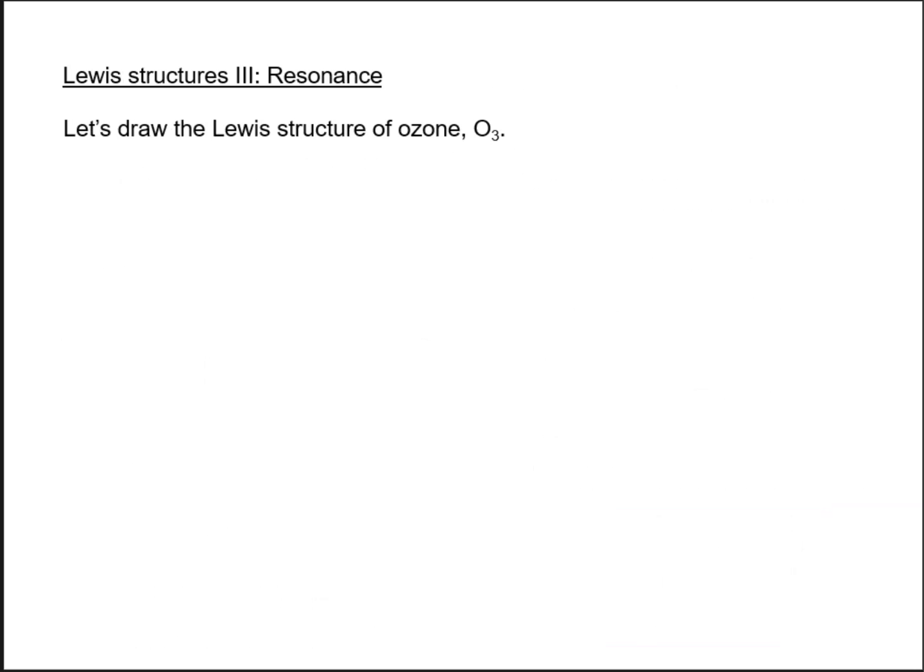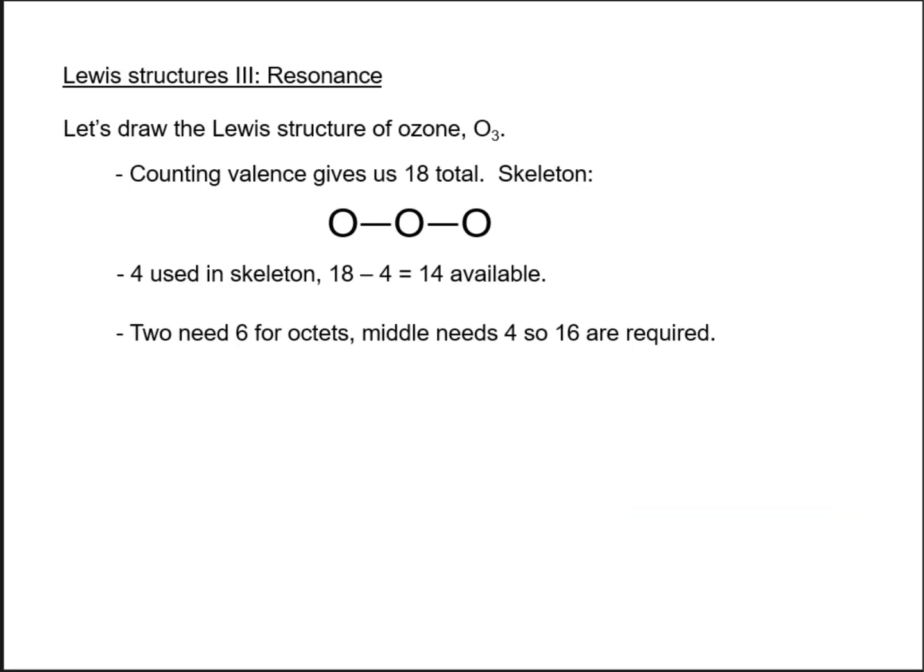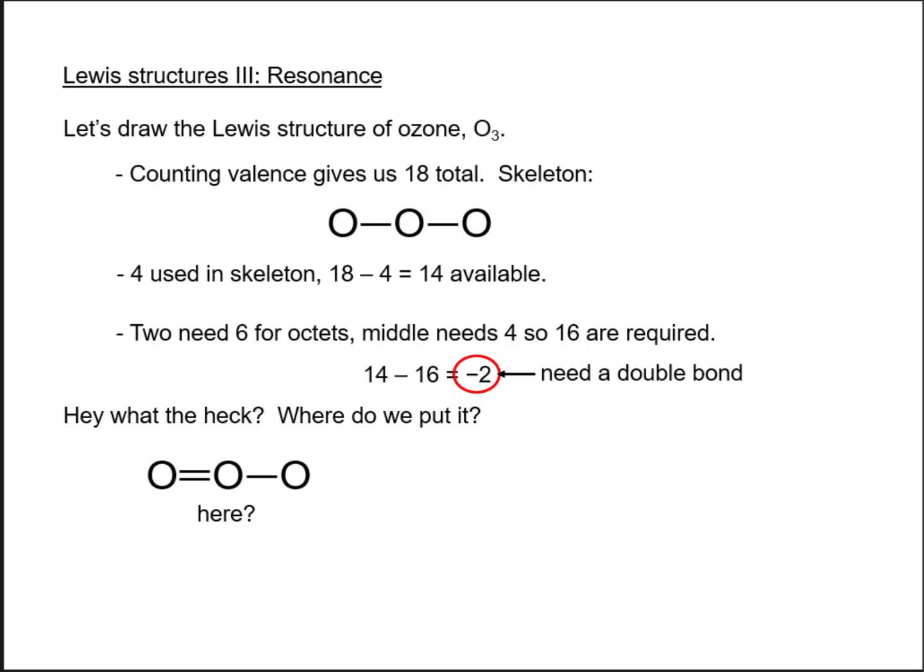So now let's look at resonance structures. Let's say you want to do the Lewis structure of ozone, which is O3, and following all the steps, we're going to end up needing a double bond in between the oxygens. But if you look at the skeleton for oxygen, we don't really know where to put the double bond. Does the double bond go in between these 2 oxygens? Or does it go in between the second and third oxygen?